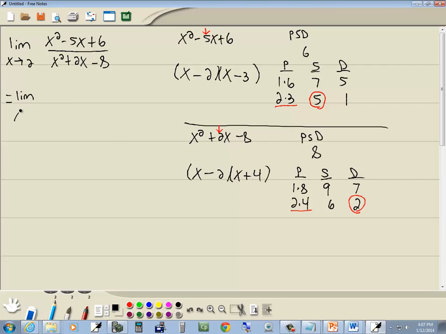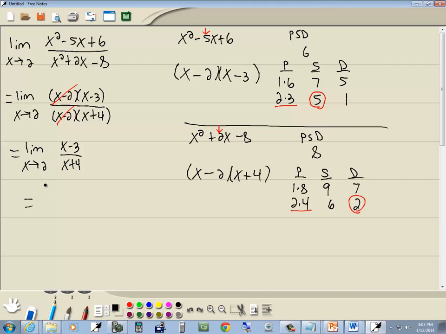Okay, so this now becomes the limit as x goes to 2 of x minus 2 times x minus 3 over x minus 2 times x plus 4. Now after I factor the top, factor the bottom, I notice that they both have an x minus 2, so those can cancel. And we're going to have the limit as x goes to 2 of x minus 3 over x plus 4.